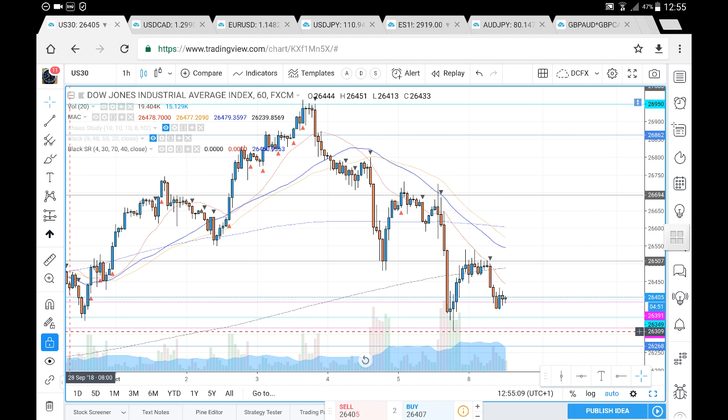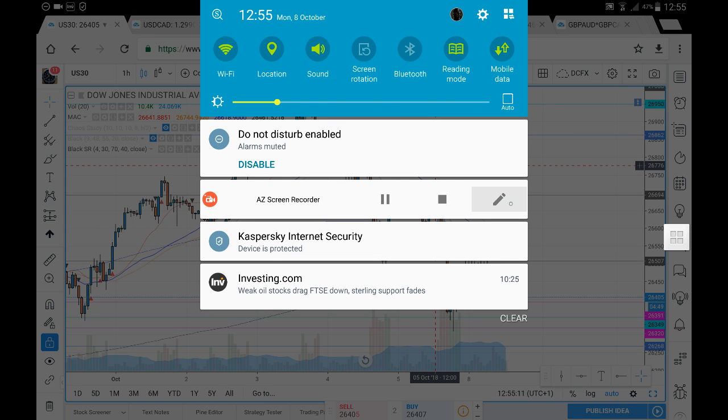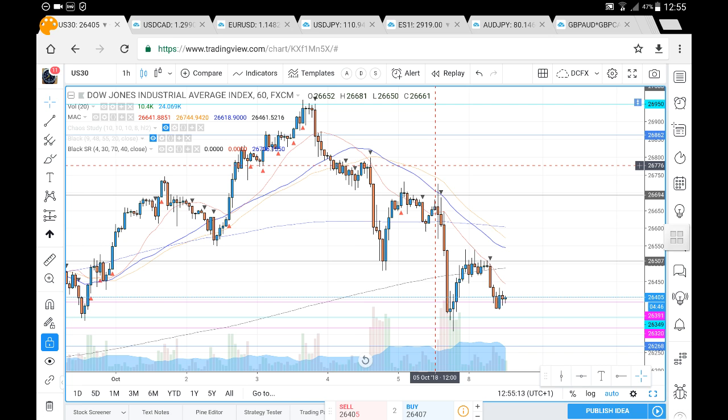So this is the US 30 analysis for Monday the 8th of October. Now let's have a look at prices and where prices may likely go. Here on the US 30 we have seen prices break down towards that 26,320, from which we found support.